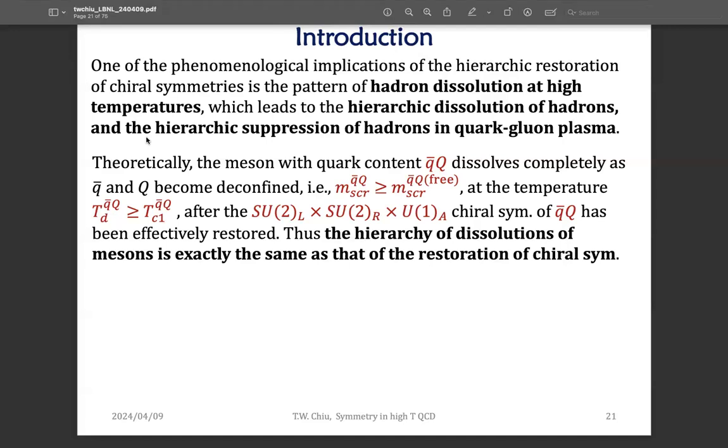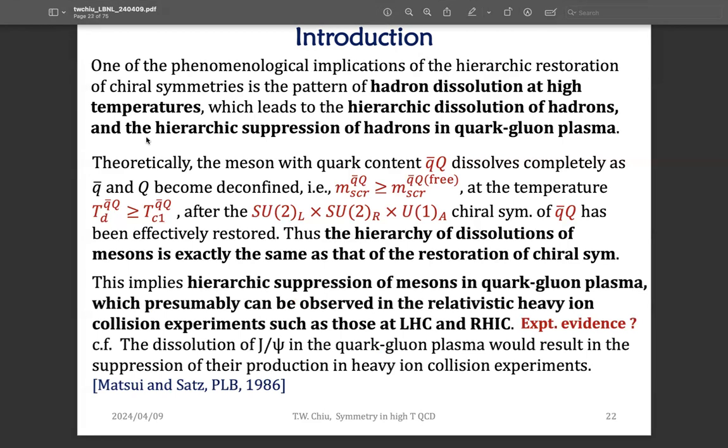But to demonstrate this numerically, I still have to compute the screening mass, and that is what is included in this talk. But obviously, that's the case.